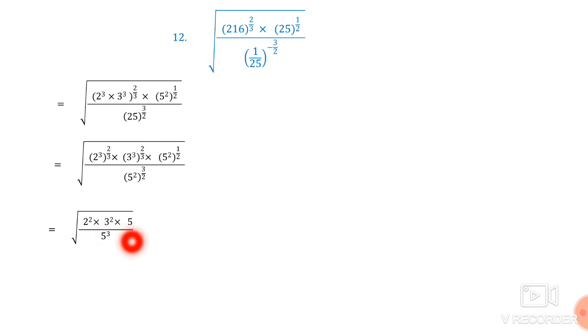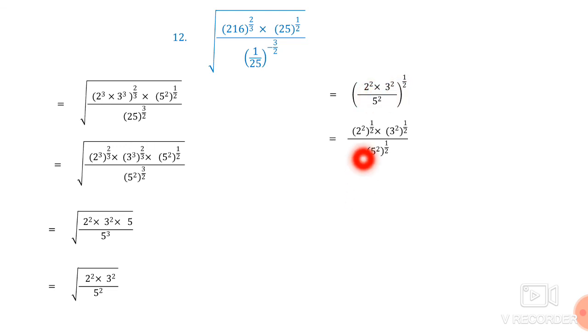Multiply 3 square. Multiply 5 upon 5 cube. This 5 exponent 1 from the numerator and 5 exponent 3 from the denominator will be solved together, and we are left with only 2 square multiply 3 square multiply 5 square. Now we will apply this square root over them. The square root means we have whole exponent 1 upon 2. Whole exponent 1 upon 2 will be applied on numerator and denominator both.